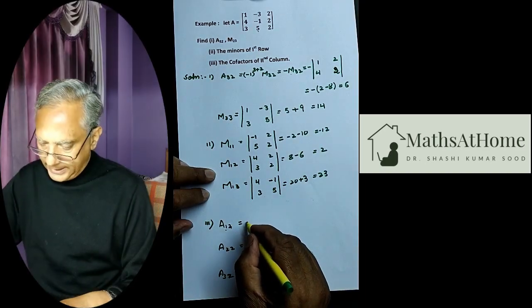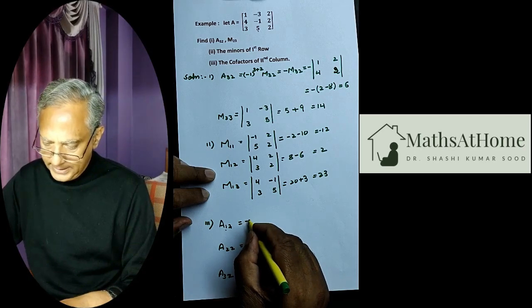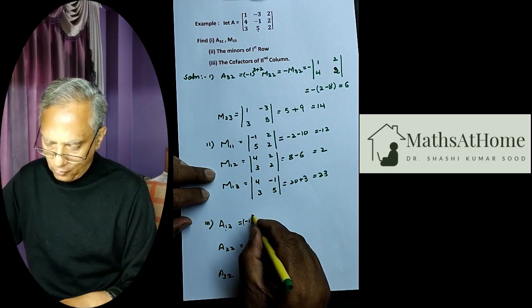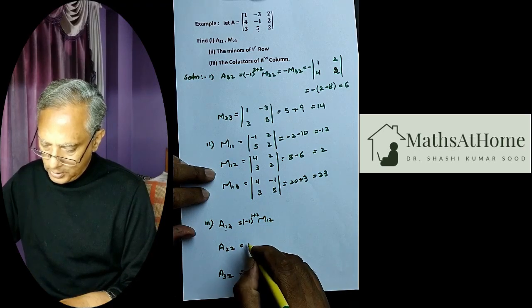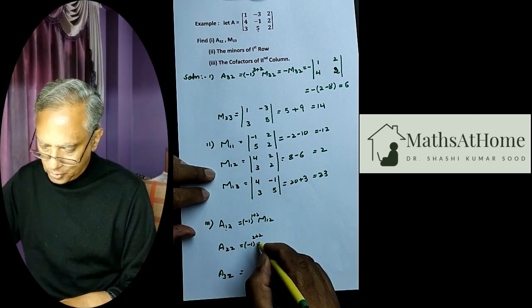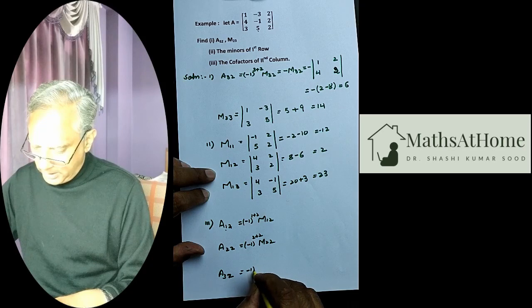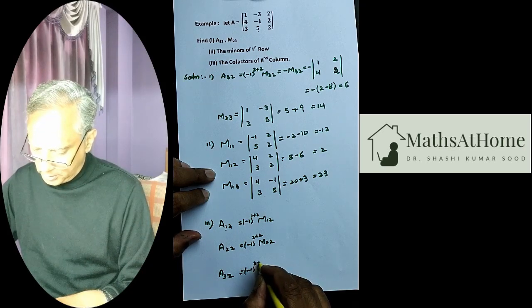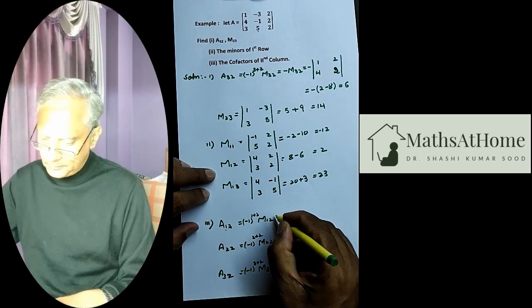So what we get here is the cofactor of 1, 2 will be minus 1 to the power of 1 plus 2 into M1,2. Then this will be minus 1 to the power of 2 plus 2 into M2,2. And this will be equal to minus 1 to the power of 3 plus 2 into M3,2.